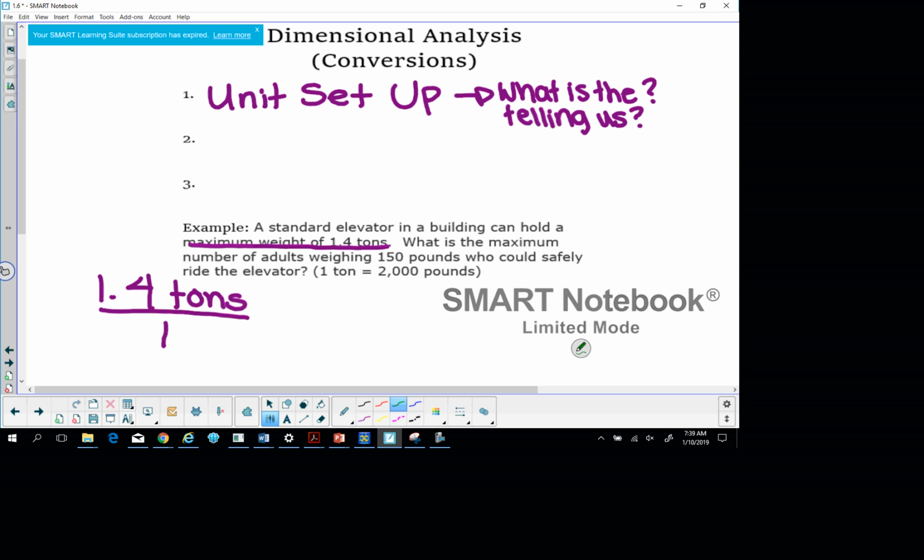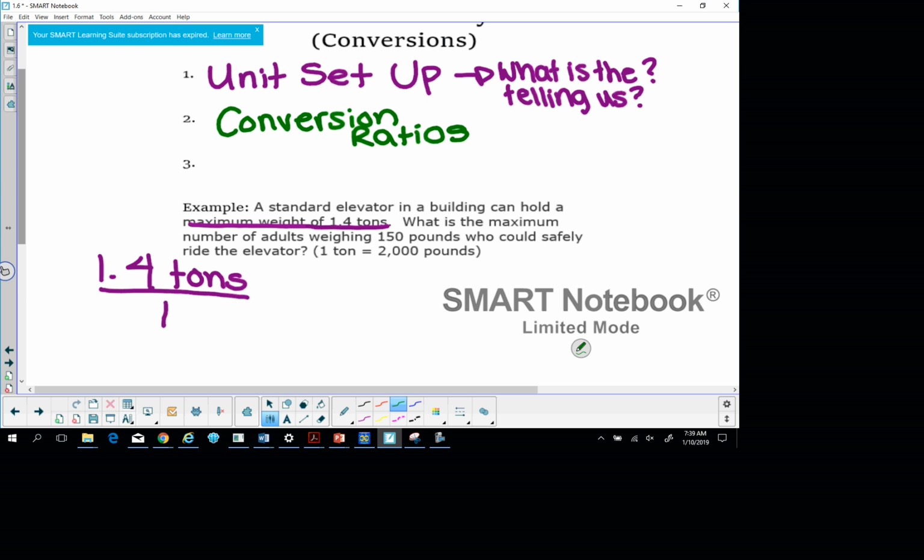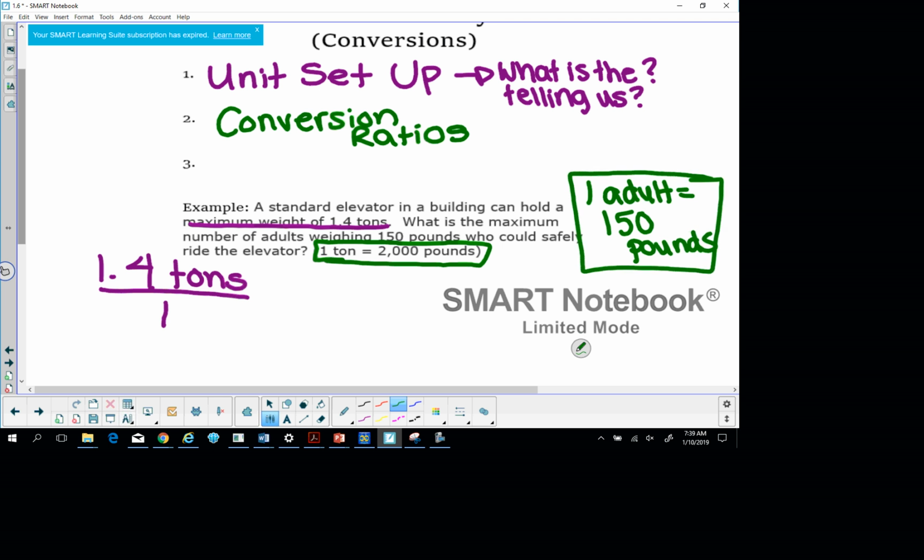Step 2 is conversion ratio. This means the ratios that they give you, or that you need to understand, in order to convert what I need. So the conversion ratio they give me here is 1 ton equals 2,000 pounds. They also give me that an adult weighs 150 pounds. So one adult equals 150 pounds. These are all my conversion ratios because I want to know how many adults can ride the elevator.